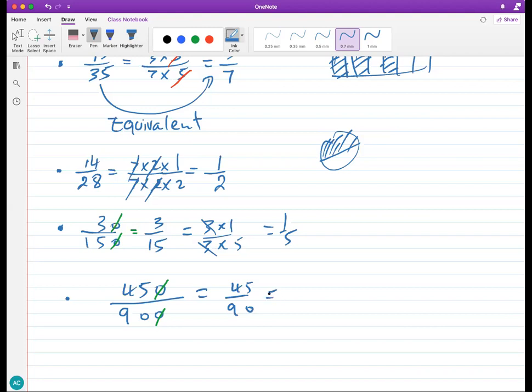What is the highest number that goes into both? 5 goes into 45 though, and 5 goes into 90. But 9 goes into both. 9 would be the highest number. Sorry, 9. Very good. 9 is better.